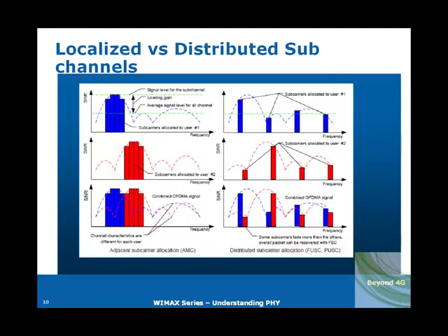So both the schemes have their own advantages and disadvantages. What I found is AMC is more suited for fixed kind of deployment, and PUSC is more suited for mobile kind of deployment.